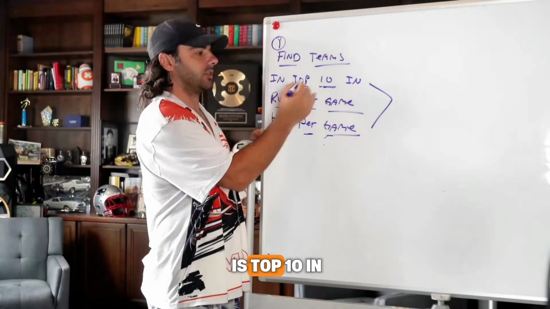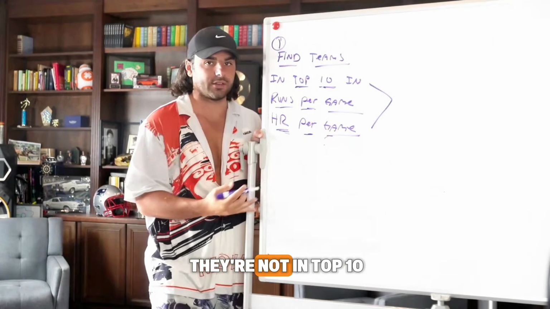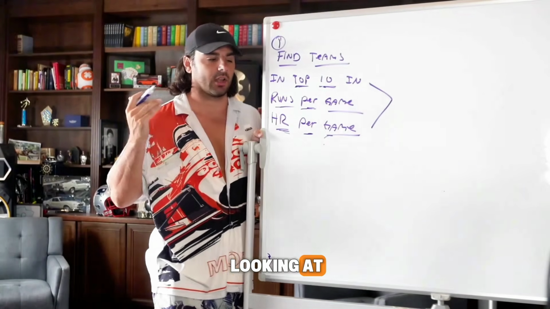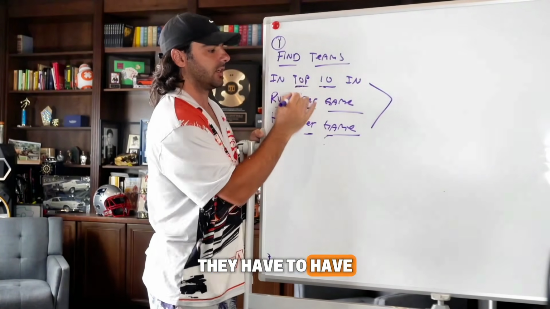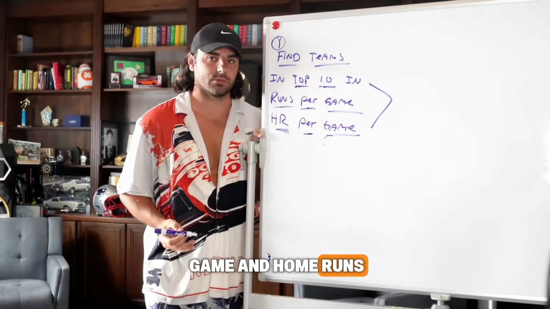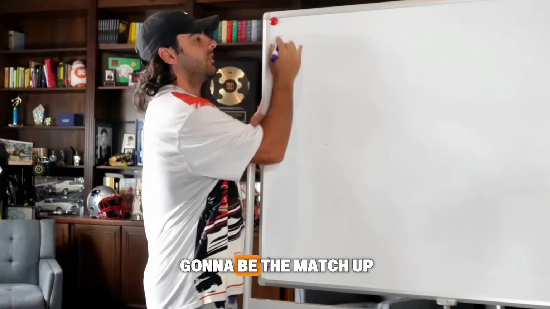If one of them is top 10 in runs per game, but the other stat they're not in top 10, then we scratch it. That's not a team we're looking at. They must be correlated. They have to be top 10 in runs per game and home runs per game, not one or the other. Remember that. That's key.